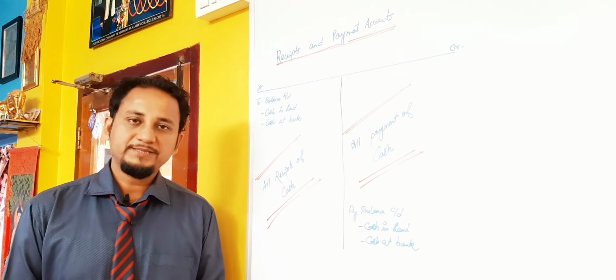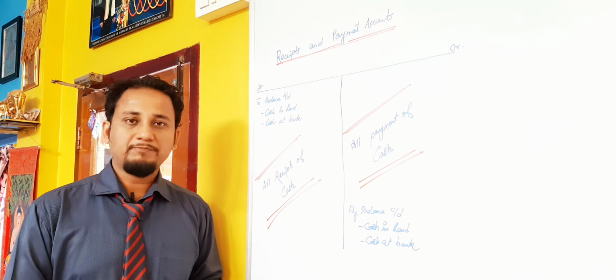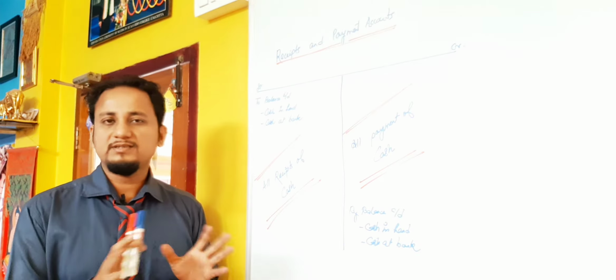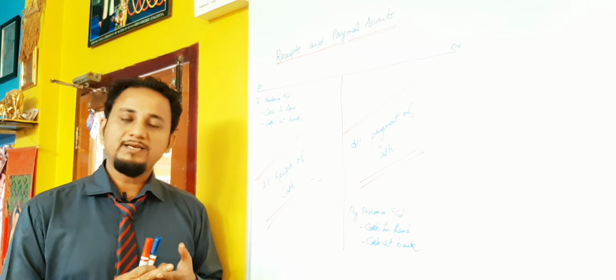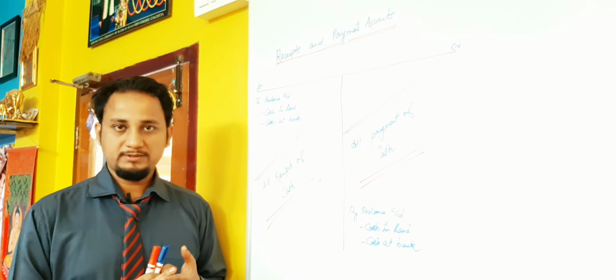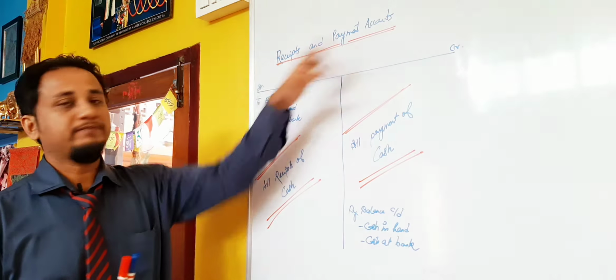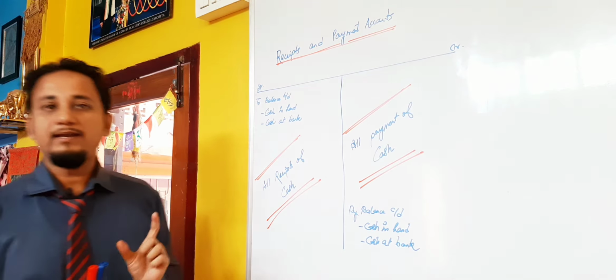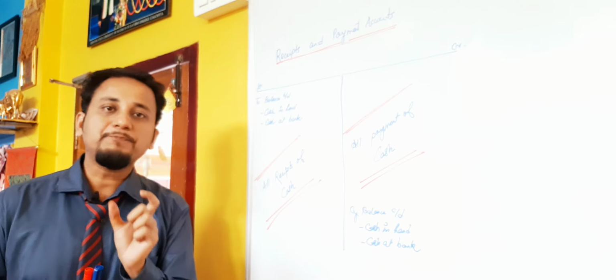Now you can ask me a question: what is the difference between the cash book and the receipt and payment account? Conceptually, it doesn't have much difference. But the cash book is mainly followed by business units, and non-profit organizations usually don't follow the cash book. Instead of a cash book, they follow the receipt and payment account. It is purely a real account. It follows the principle of the real account.